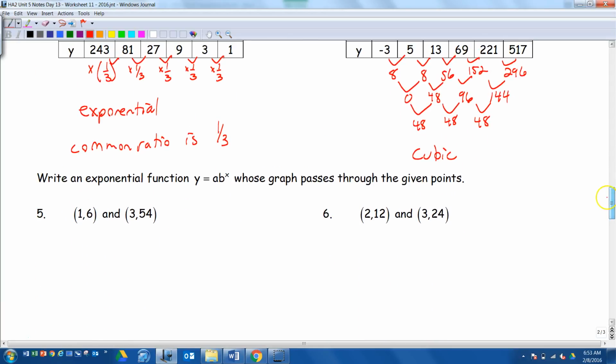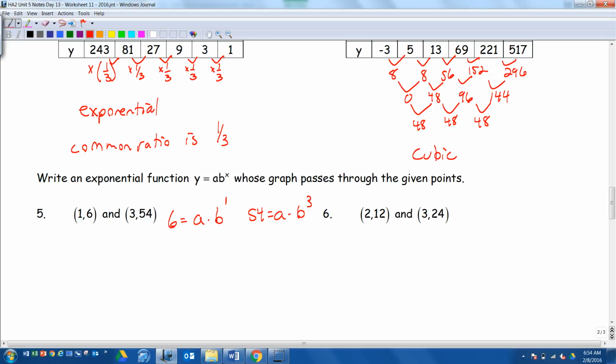Okay. Now these are a little different. This is like solving a little system here. I want to come up with this based on these 2 points. So the first thing I'm going to do is plot both these points. I'm going to write both equations down. So I know y is equal to 6. I don't know what a is or b is, but I know x is to the first. So I know that equation. I also know that when y is 54, I get a times b to the third.